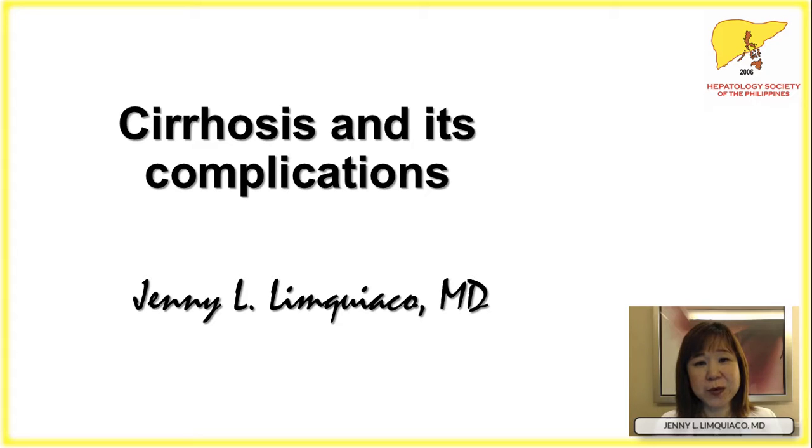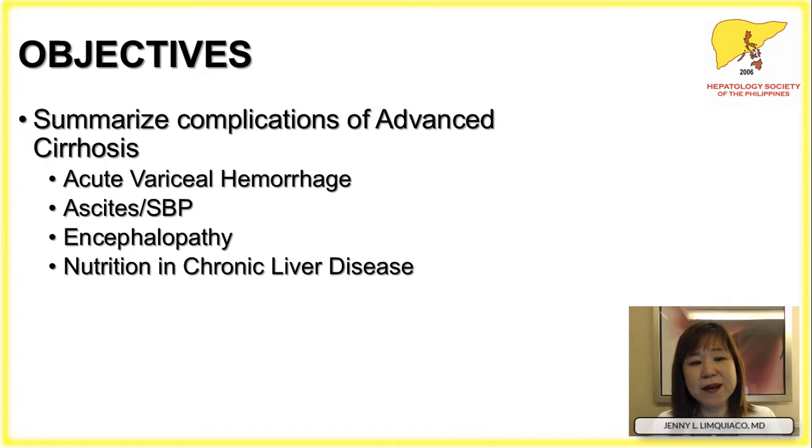Now, we all know that liver cirrhosis is a final pathway for a wide variety of chronic liver disease. It is a pathogenic entity defined as a diffuse hepatic fibrosis with replacement of normal liver architecture by nodules. Now, this is one of the leading causes of mortality in the country and particularly affects persons in the most productive years of their lives. So the objectives of this study are to summarize the complications of advanced liver cirrhosis, and that includes acute variceal hemorrhage, ascites, spontaneous bacterial peritonitis, encephalopathy, and nutrition in patients with chronic liver disease.